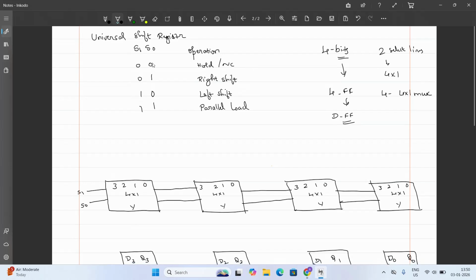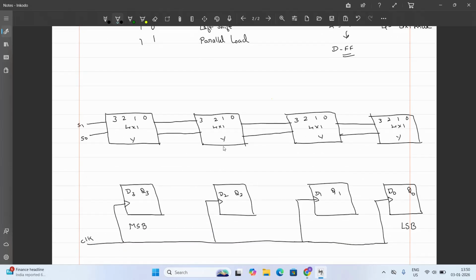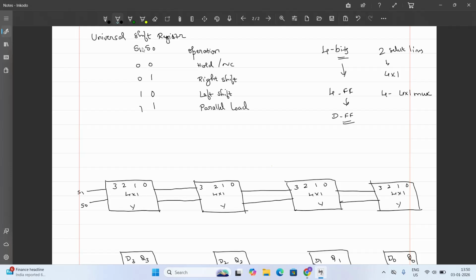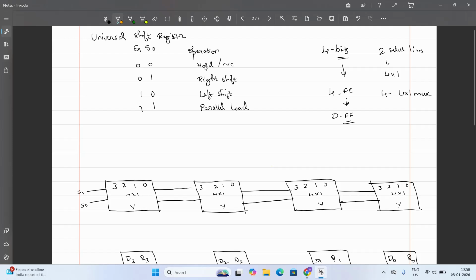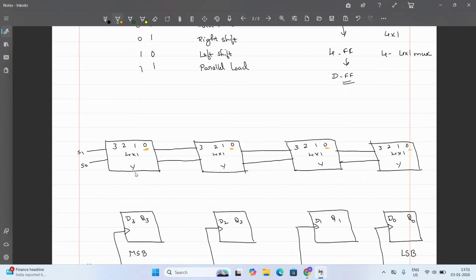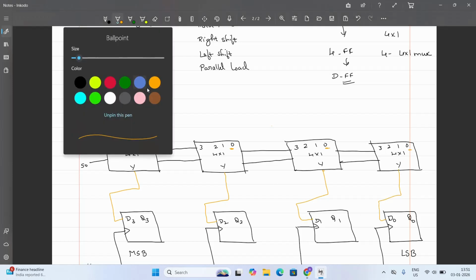Now, based upon the table that is given, you have to make the connections. To start with, take the 0, 0 combination. When the select line is 0, 0, the operation you're supposed to perform is hold. When the mux select line is 0, 0, out of the 4 inputs, the 0th input I0 will be selected and connected to the output. Now connect the output of all the multiplexers to the input of the corresponding flip-flop.